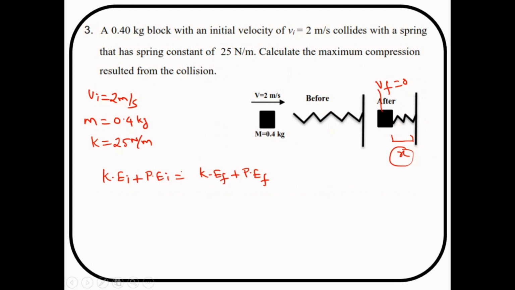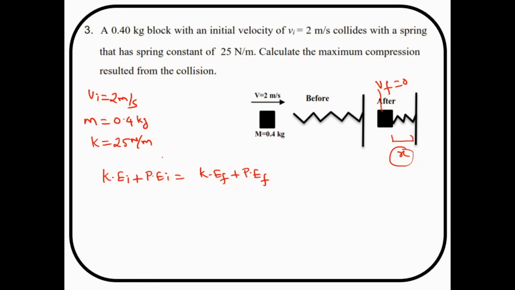Now you have to see this potential energy. This potential energy is not a gravitational potential energy, because here the block is moving in the horizontal, right? So there is no altitude, there is no height related to this part. So the gravitational potential energy will not be applicable for this case. So here the potential energy is nothing but the elastic potential energy.